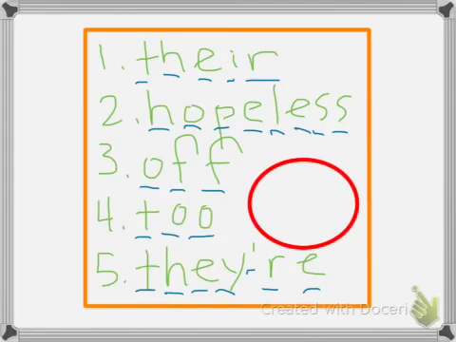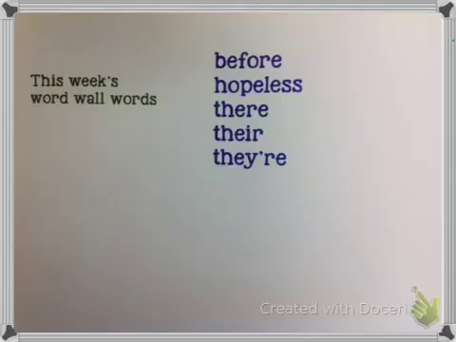I'm going to see who was really paying attention to the video. Okay, so these are the next 5 words that are going to be on our word wall. Before, hopeless, there, and there. Those there's are really tricky, and I even know some grown-ups who spell there incorrectly and use the wrong version. But now you're in 3rd grade, and I want you to start using the correct there, so when you're grown up, you'll always get those right.